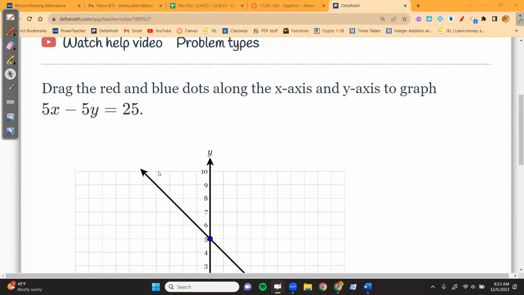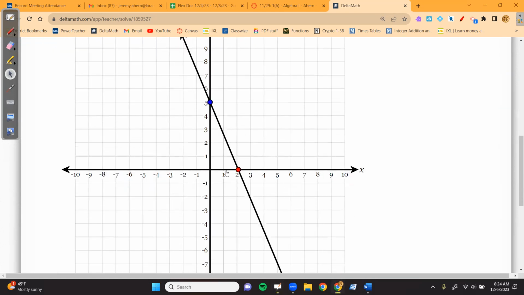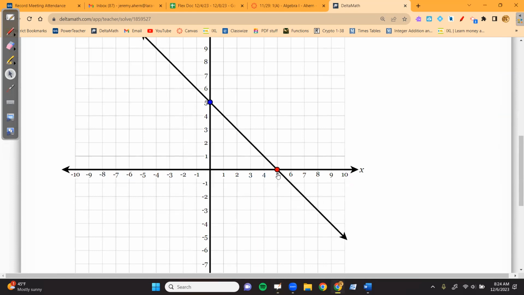So on this one, easy. If I want to find x, who do I kill? Find x, kill y. What would the equation say? 5x equals 25. Divide both sides by 5. What's x? So I simply take this red dot and I drag it and place it really close to the 5.